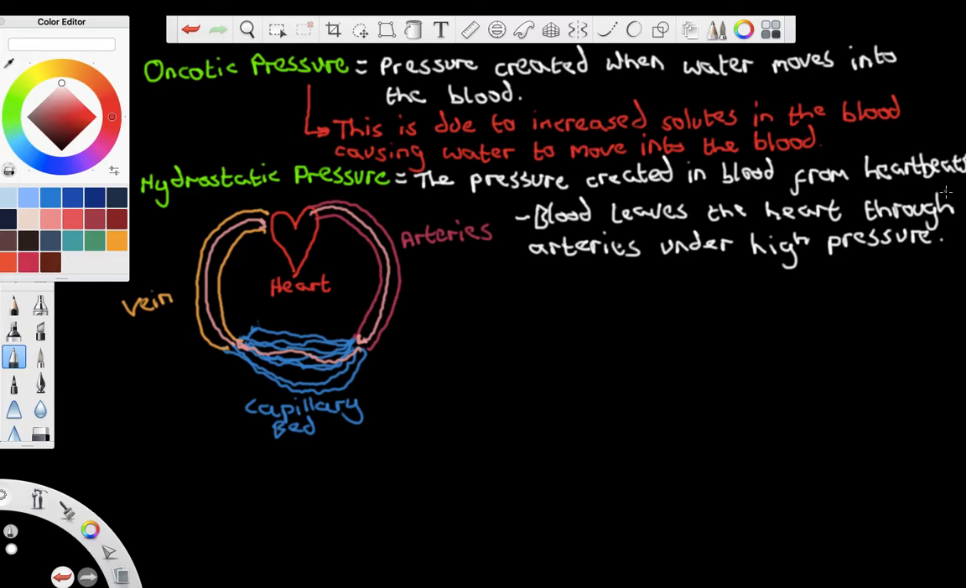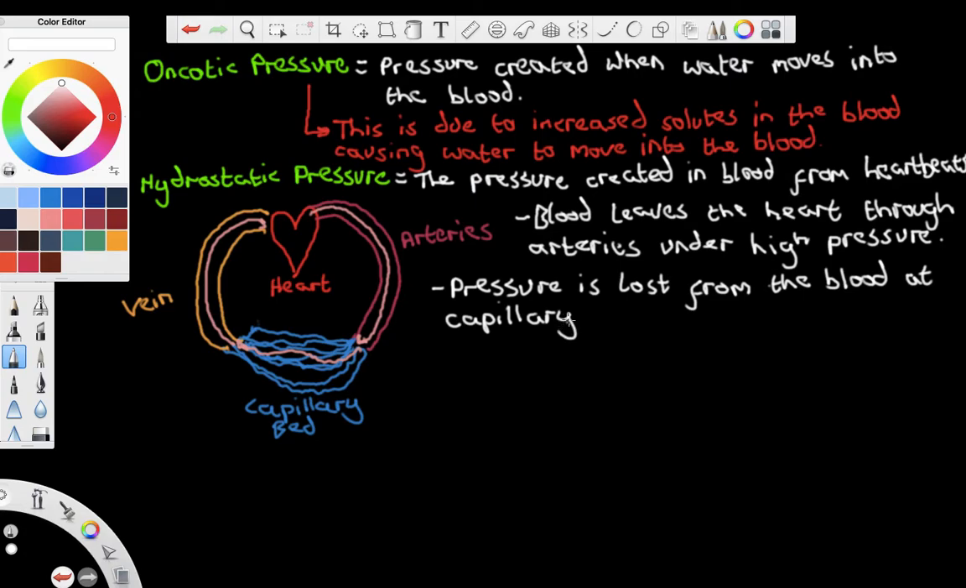Once blood reaches the capillaries, it loses this pressure. So as it moves through the capillaries, the pressure is lost. So pressure is lost from the blood at capillary beds. Once the blood gets to the veins, the vein has to have lots of adaptations that bring the blood back to the heart under low pressure. So we can say the blood in veins is under low pressure.